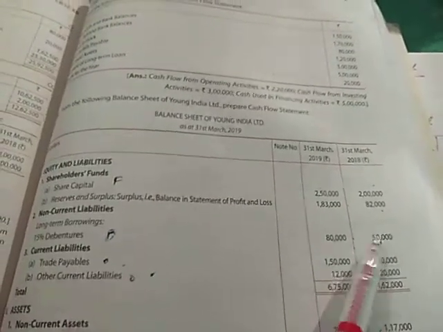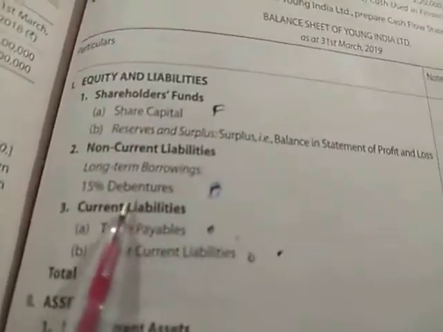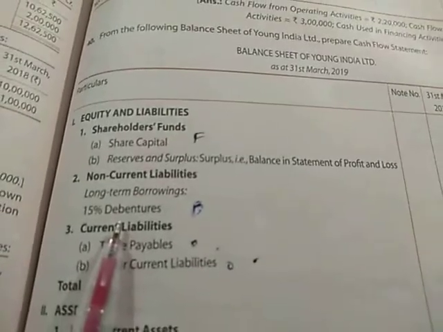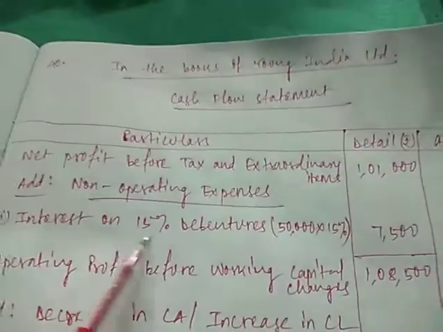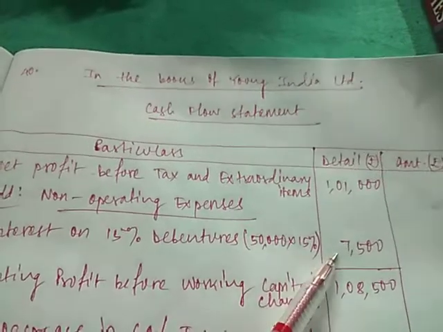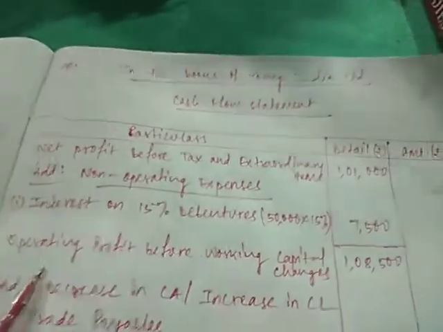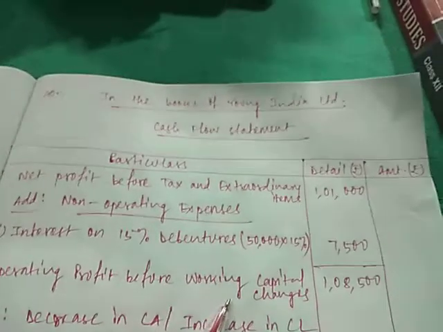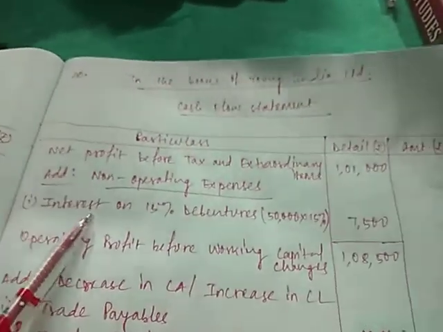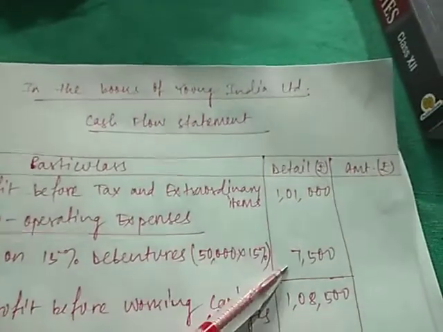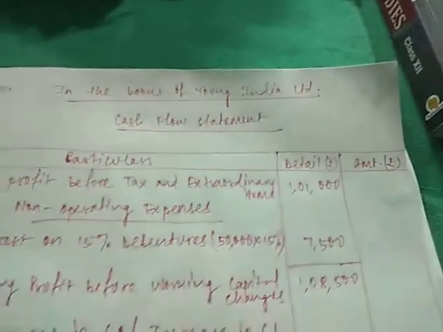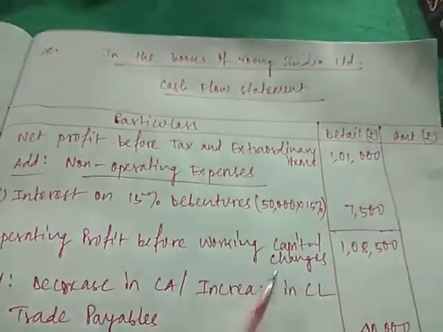When you pay interest on this 50,000 at the rate of 15%, you can see here the rate of interest on debentures is 15%. So 15% on 50,000, that is 7,500. I paid interest on 15% debentures here. 50,000 into 15%, that is 7,500. This will give you operating profit before working capital changes, because there are no more non-operating expenses or incomes. So operating profit before working capital changes is 1,01,000 plus 7,500, that is 1,08,500.